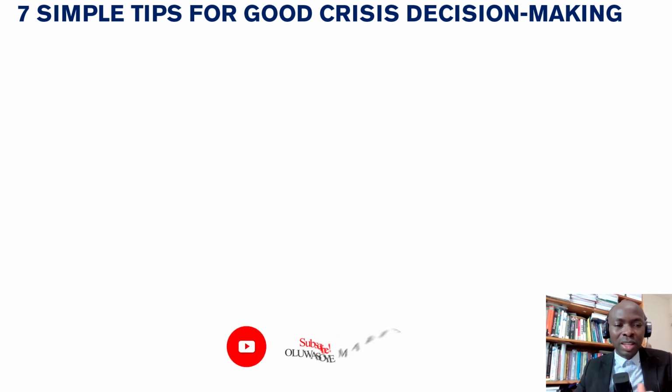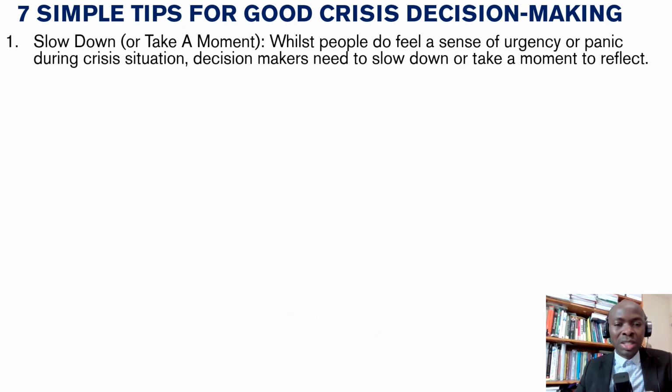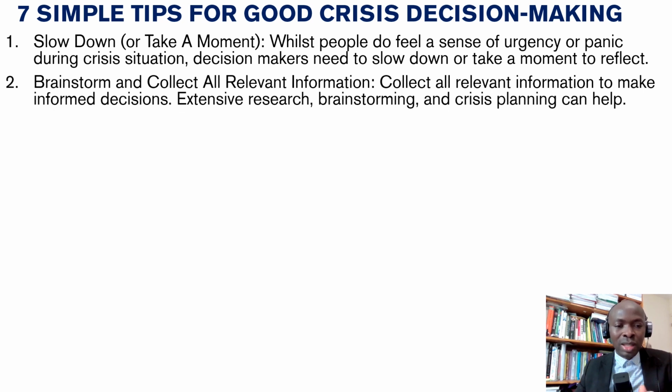So finally, I just want to talk about 7 tips for good crisis decision making. Number one, for me, is to slow down, to take a moment, because most people do feel a sense of urgency or panic during crisis situations. Decision makers need to slow down. They need to take a moment to reflect, and in doing that, you can brainstorm, you can collect all relevant information to make an informed decision. Do your extensive research, try to brainstorm with colleagues and everyone at work, and you could also do your crisis planning. These all together can help.